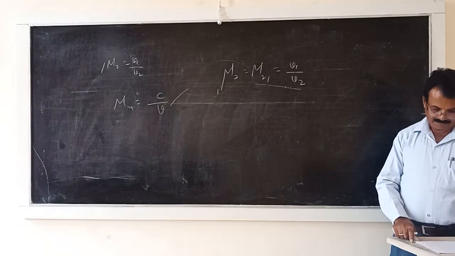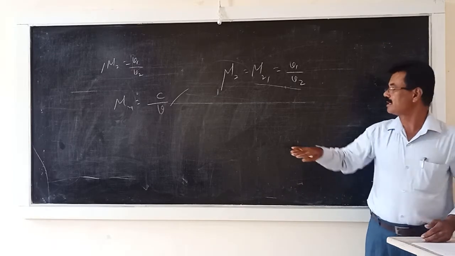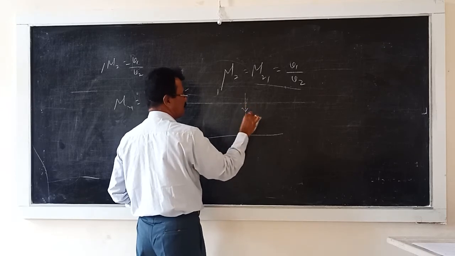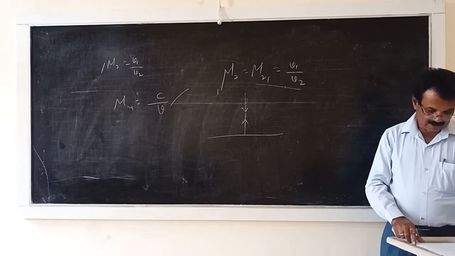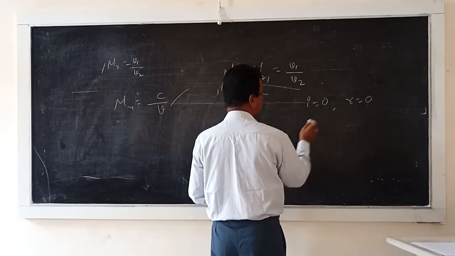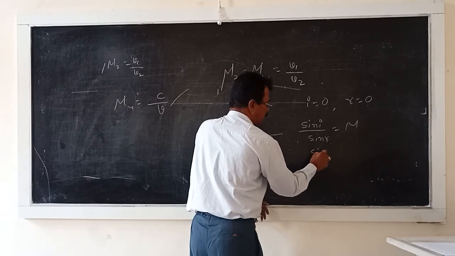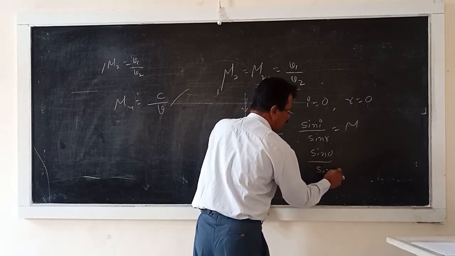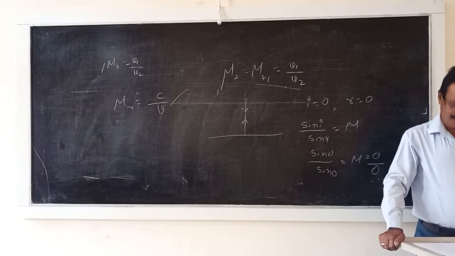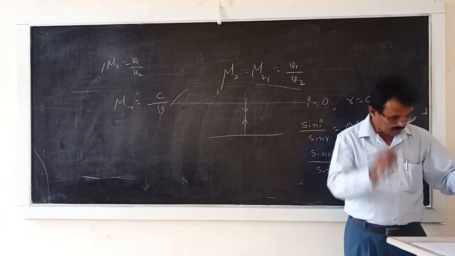Now, the limitation of Snell's law. Snell's law is not applicable for normal incidence. For normal incidence, the angle of incidence i is equal to 0, and r is also 0. That means sin i by sin r is 0 by 0. So Snell's law is not applicable when the angle of incidence is normal, or 0.